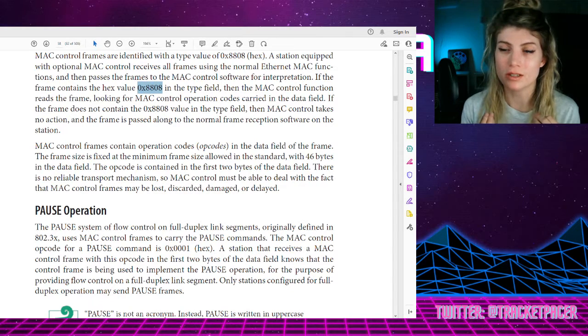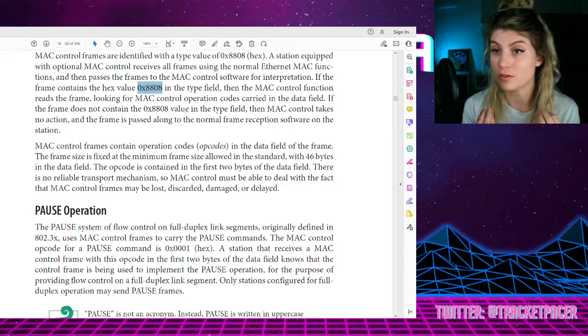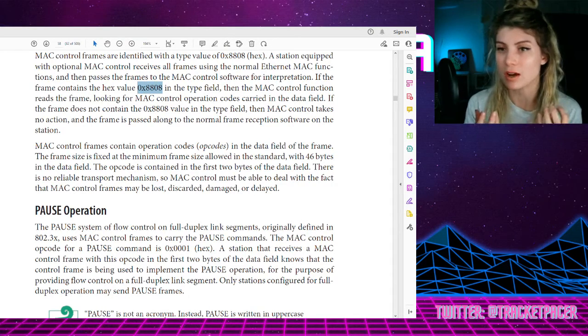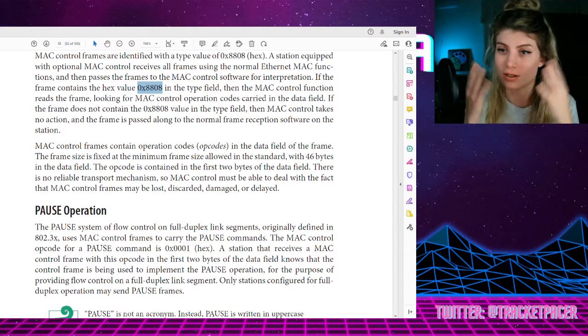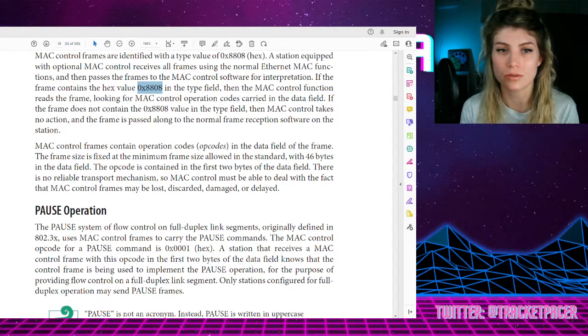So many questions about how, once you start digging into stuff, you just can't stop, right? So, okay, is it reading every frame, or is it only reading them if it sees specific hex values that trigger whatever in the software?